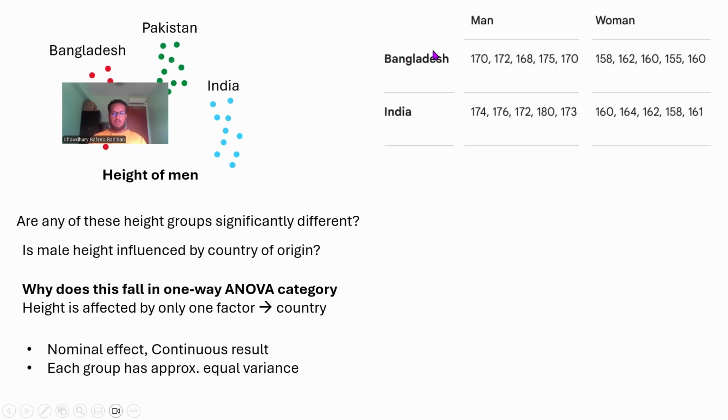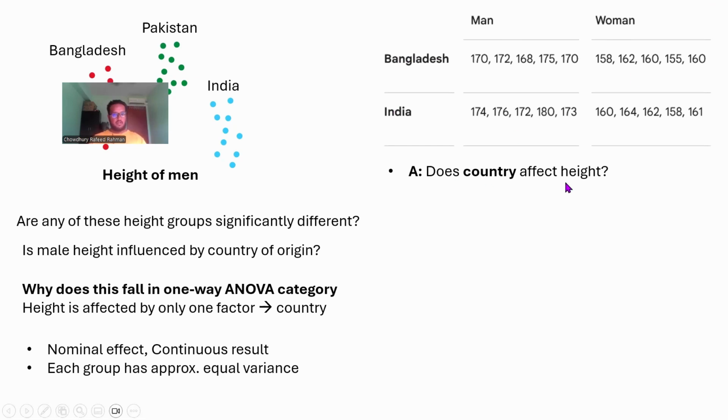Suppose we have Bangladesh, we have India, and we have gender as well. We have men and women. So you can see that Bangladeshi men have these heights, these 5 Bangladeshi men. Then there are these 5 Bangladeshi women, 5 Indian men and 5 Indian women. So you can clearly see that now there are two effects. One is the country of origin and the other one is the gender. Now you could have more than two countries of origin, but just for simplicity in this example, we have kept it to two.